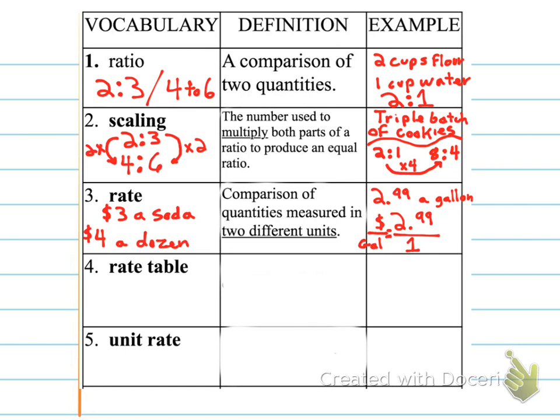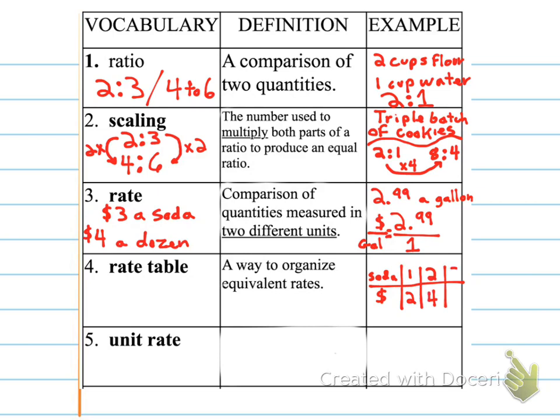And a rate table is when we take those equivalent rates and organize them. So for instance, if I have soda and I have money, and let's say that soda is 50 cents. Oh, sorry, back that up. One soda costs me $2. It's a very expensive soda. Two sodas cost me $4. Three sodas would cost me $6. And so on.